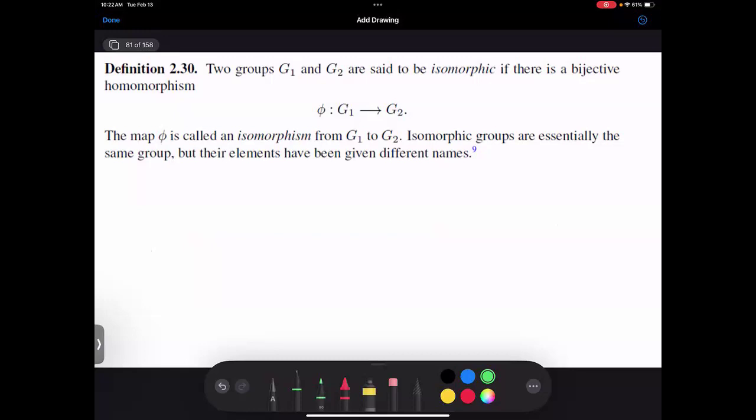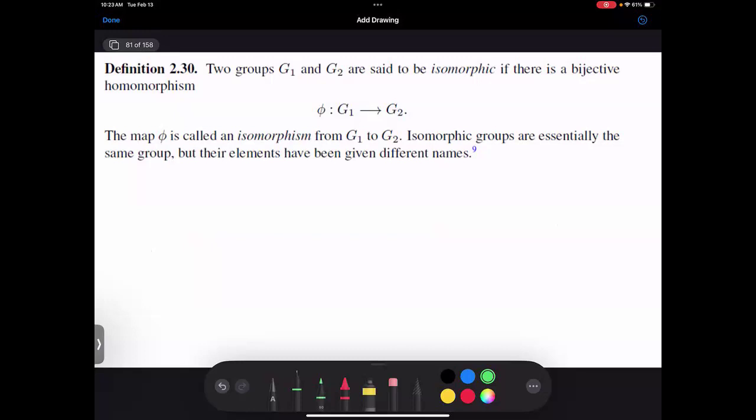So remember, what does it mean to be a bijection? We talked about this notation, I think, on the first day of class. It means the function is one-to-one or injective, so different inputs go to different outputs. And it means that it's onto or surjective, that everything in the outcome space is hit.